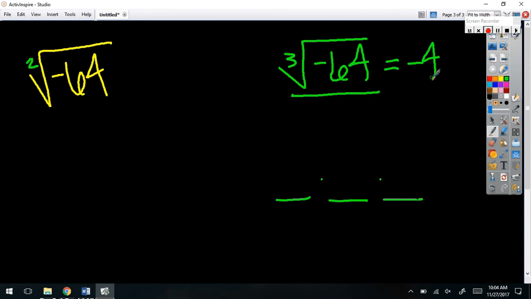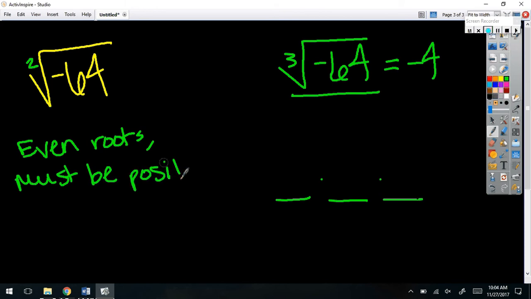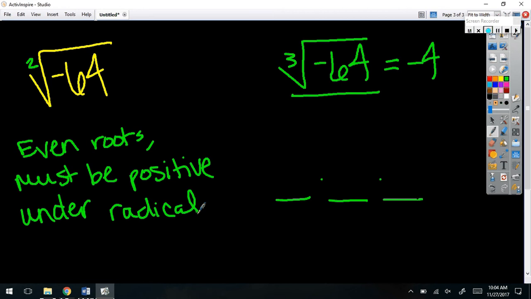So I want you to think about this with me for just a minute. We said an even root needs a plus or minus. Not only that, but even roots must be positive under the radical, unless we want to get into the imaginary numbers. So basically, just figure out what we're solving.